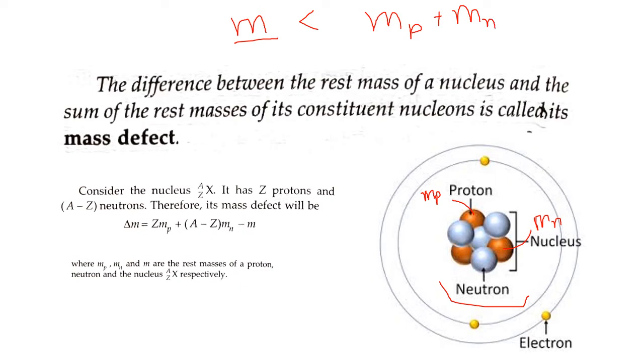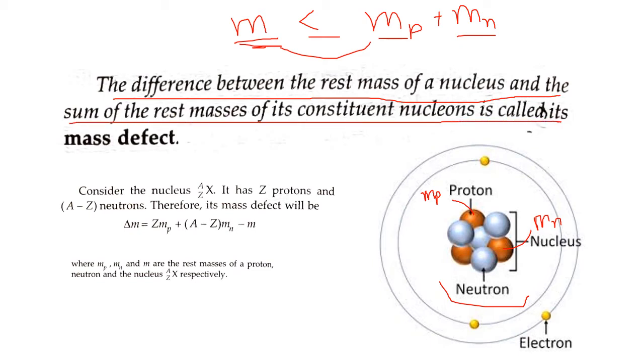Actually, they should be equal. Why? Because protons and neutrons together make up the nucleus, isn't it? But what the researchers have found is that the mass of the nucleus is always less than the total sum of the mass of the protons and neutrons. So there is some difference in this mass. The difference between the rest mass of the nucleus and the sum of the rest mass of its constituent nucleons is called mass defect.